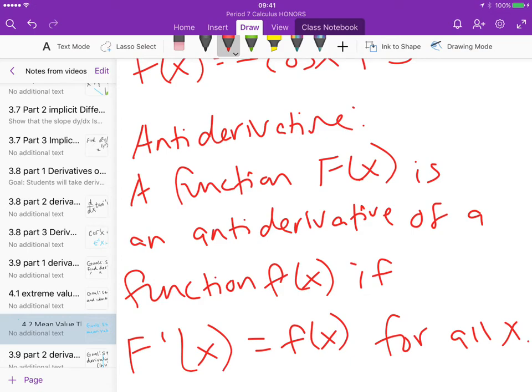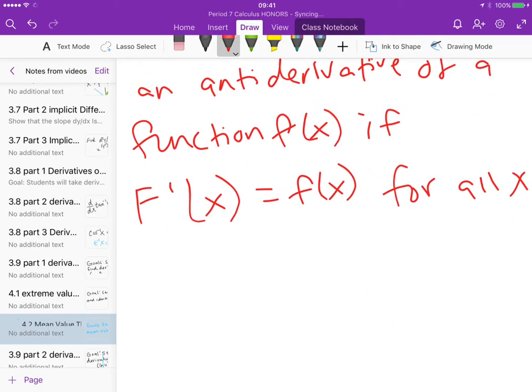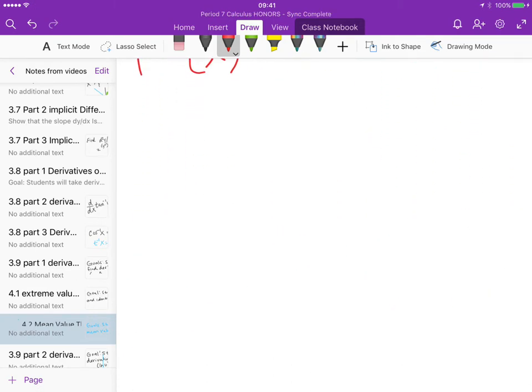Okay? So we say we have an antiderivative if the derivative of the antiderivative, capital F prime of x, equals the original function f of x itself. Okay? All right, guys, so we're going to look into one final example of how to utilize this a little bit more in application.